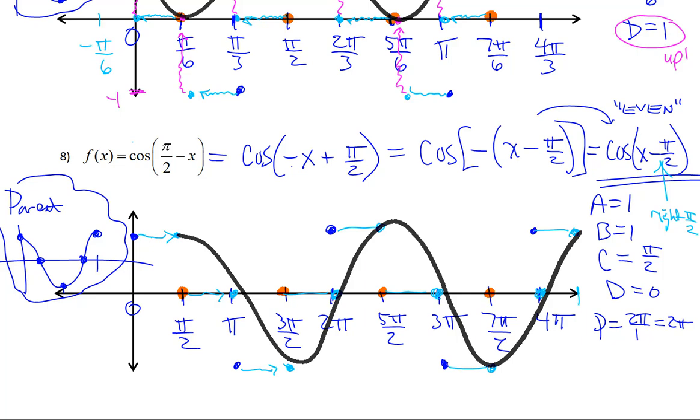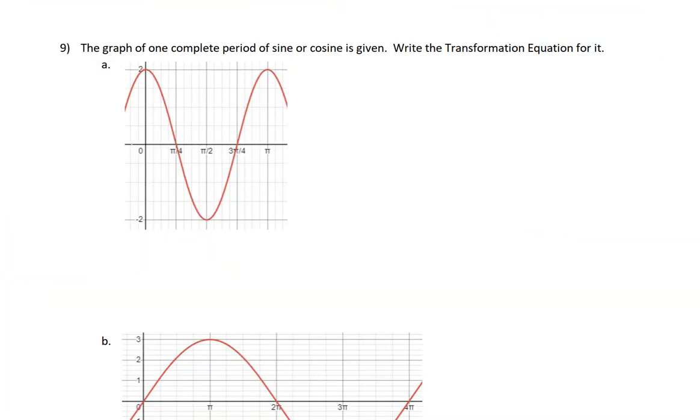Okay, if you've kept up with me this long, congratulations. We're almost there, almost done. The only thing more fun to do is go backwards. So for these next couple examples, we're going to do just that. Number 9, this next example says the graph of one complete period of sine or cosine is given. Write the transformation equation for it. In other words, we're going to try to go backwards from the graph to the equation, given that there are some transformations involved, perhaps, right?